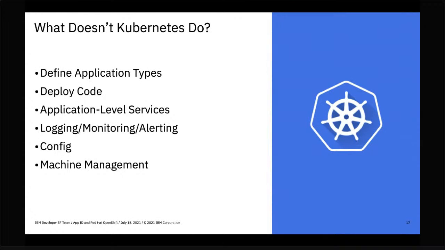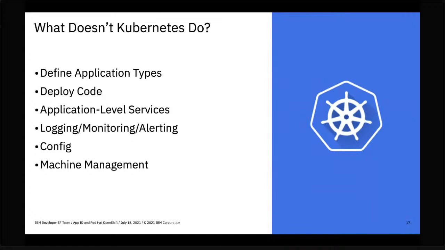But it doesn't do everything. It doesn't define your application types. It doesn't tell you these are the only types of applications you can run. It doesn't deploy your code, doesn't build your application. It doesn't provide application level services like middleware, data processing frameworks, databases, none of that. It doesn't do logging, monitoring, or alerting. It provides some integrations as a proof of concept. It doesn't do configuration, so a configuration language or system like Jsonnet. It provides a declarative API, but it doesn't actually require that you use one. It doesn't do configuration or machine management.